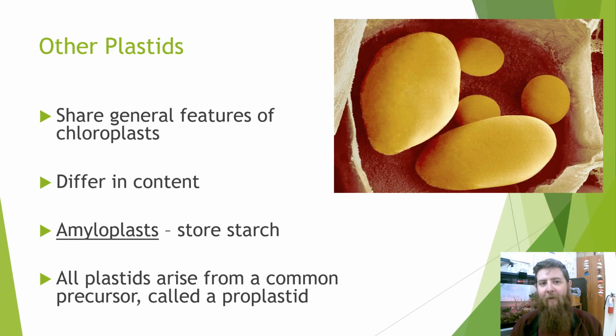Last thought here is there are some other plastids. They generally have the same characteristics as chloroplasts, but they differ in what's inside of them. Things like amyloplasts store starch, and all of these plastids come from a common precursor called a protoplastid. Think of it like a stem cell, but for these plastids. So they're all forming the same way, and then they differentiate as they get older.